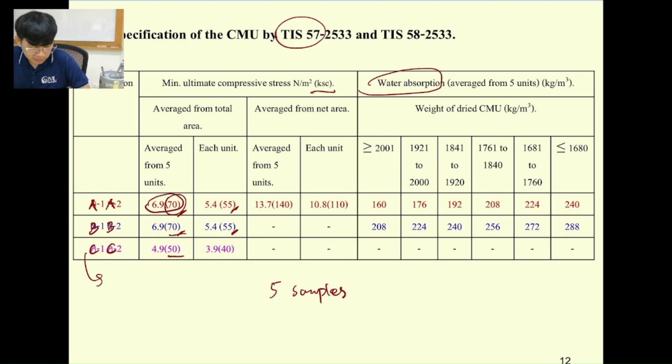And for concrete block type A and type B, the difference is just the percentage absorption of water. You can see that class A is really hard for water to get through because it has less void compared to type B. So that's why you can see that percentage absorption can reach just 160, 176, 192 compared to class B of 208, 224, and 240.